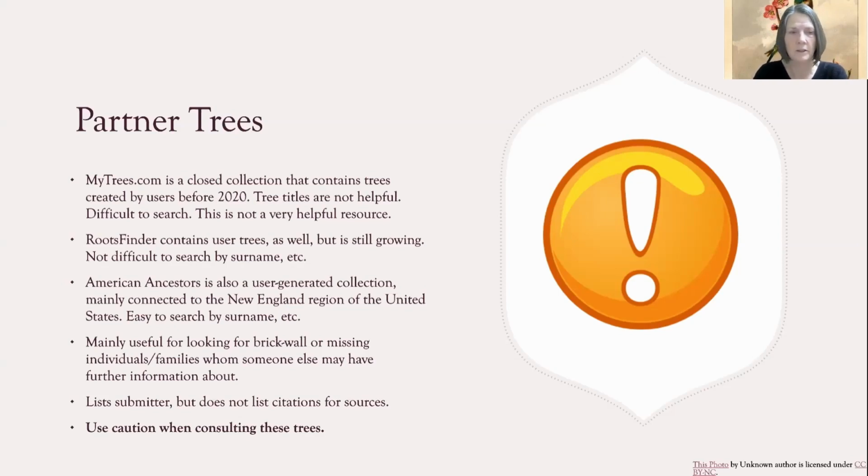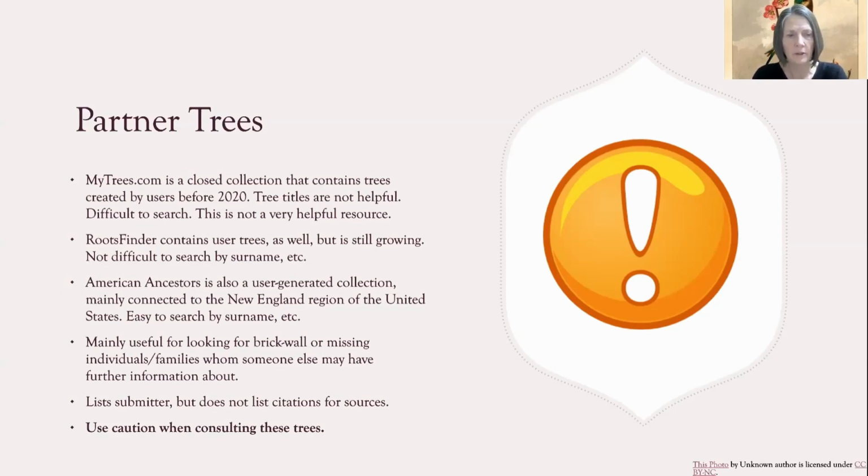This is one of the partner trees, and so that's a different one. Roots Finder, it's user trees as well, but it's not closed. It's still growing. So, and it is not difficult to search by surname at all. American Ancestors is also a user-generated collection of mostly New England people. So if you have ancestors that came over on the Mayflower and want to become a daughter of the American Revolution or son of the American Revolution, they could be helpful for you.